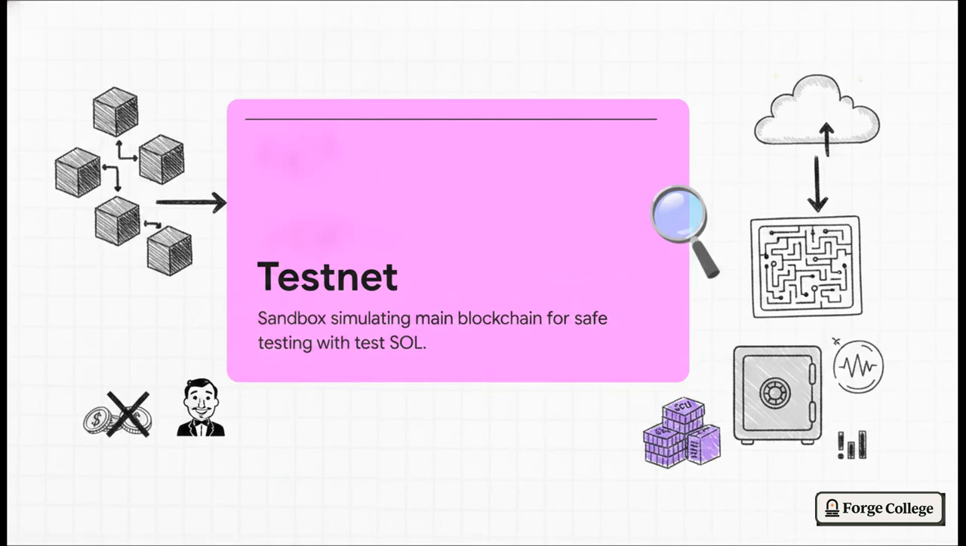To really grasp what we're doing today, we have to talk about exactly where we're going. And we are heading to a testnet. You can think of a testnet as a high-fidelity sandbox environment. It perfectly simulates the main Solana blockchain, complete with real network latency, real block times, and real cryptographic validation. But here is the absolute magic of it. It allows for completely safe, consequence-free testing. Right? Instead of risking real money, we use test SOL, which is basically developer monopoly money.